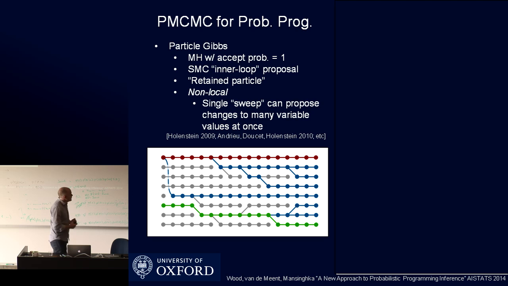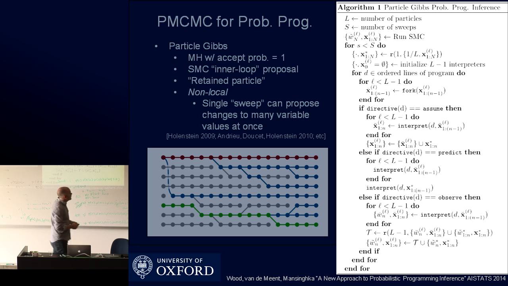So I won't go too far into the details. I'll give you the algorithmic description of this, but you run sequential Monte Carlo as before, and then on subsequent iterations, you run a specialized version of sequential Monte Carlo where you keep around a sequence of interpreter memory states, which we'll call the retained particle. Okay, and because it's SMC and because you have this retained particle, it's non-local. It changes many variables at once, and it hill climbs very, very effectively in a very large variety of problems. Okay, so.